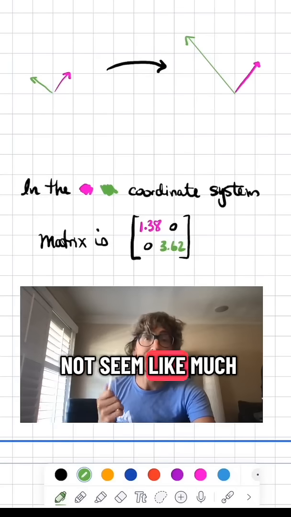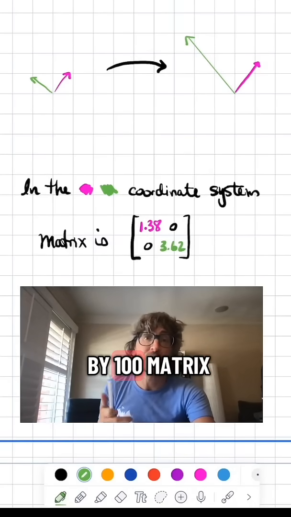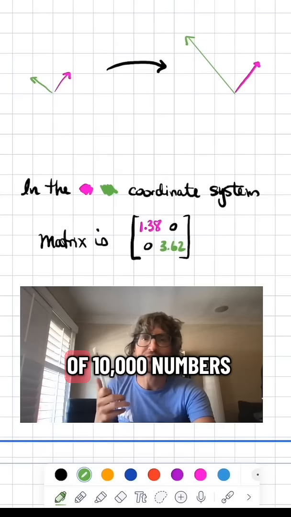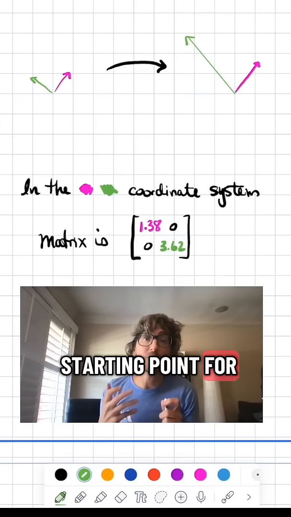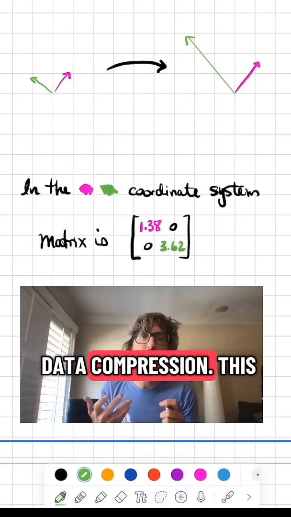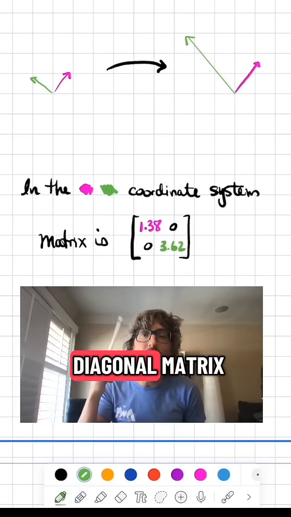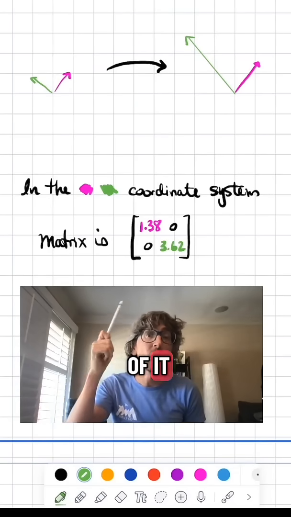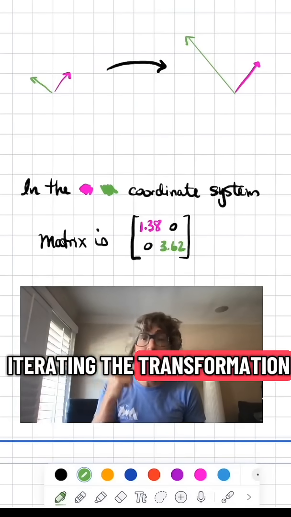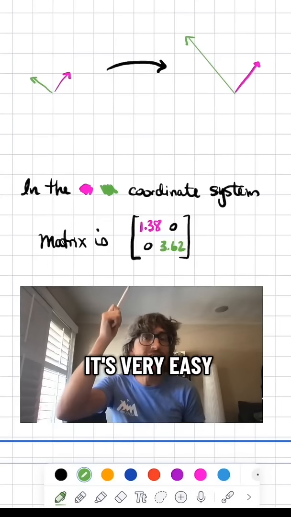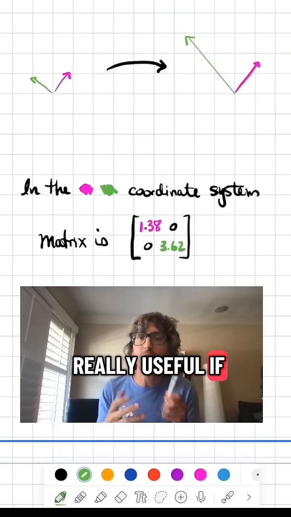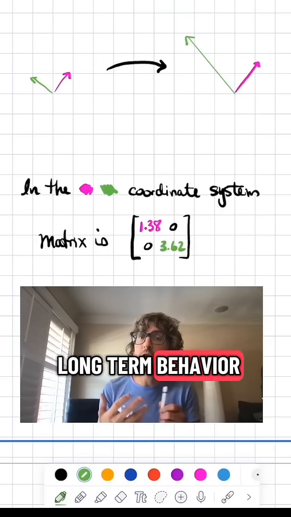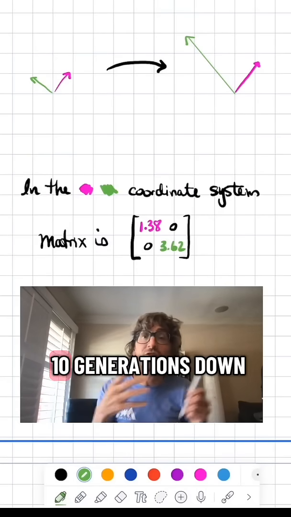That might not seem like much, but what if we had a 100 by 100 matrix? Well, then instead of keeping track of 10,000 numbers, we'd only have to keep track of 100. This is a starting point for lots of algorithms for like data compression. This type of matrix is called a diagonal matrix, and if you take any power of it, which corresponds to iterating the transformation over and over again, it's very easy to predict. You're just going to get powers of those numbers. This can be really useful if you're studying like long-term behavior, what's going to happen 5, 10 generations down the line.